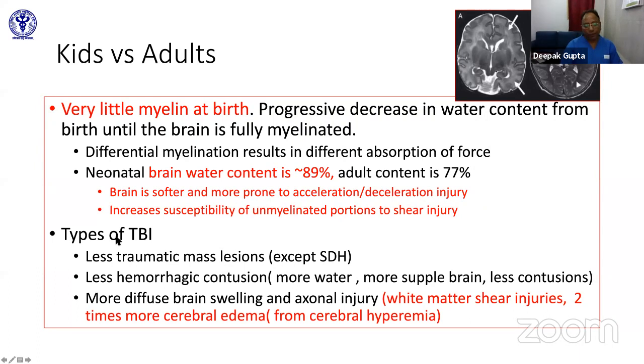If you talk about the types of injury, they are again very different in the children as compared to the adults. They have got less traumatic lesions, less hemorrhagic contusions as compared to the adults, and more incidence of diffuse brain swelling and axonal injuries. In fact, the white matter shear injuries are 2 times more. The cerebral edema is more because of the cerebral hyperemia in the young children as compared to the adult counterparts.